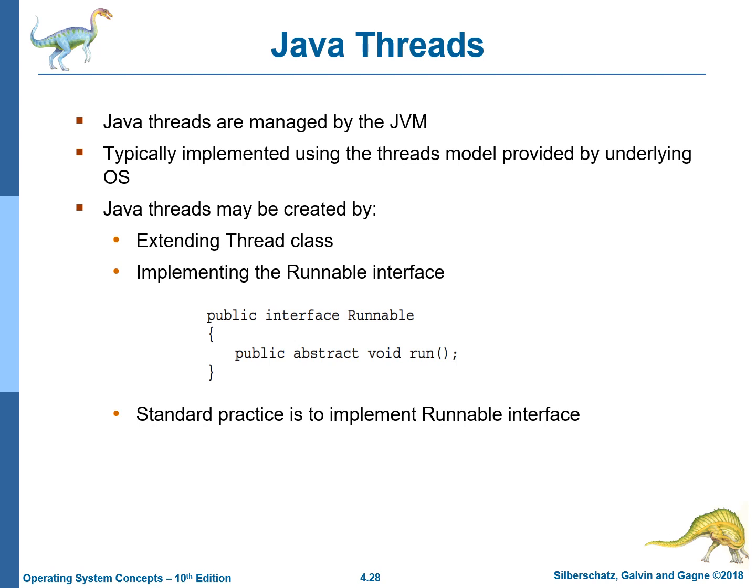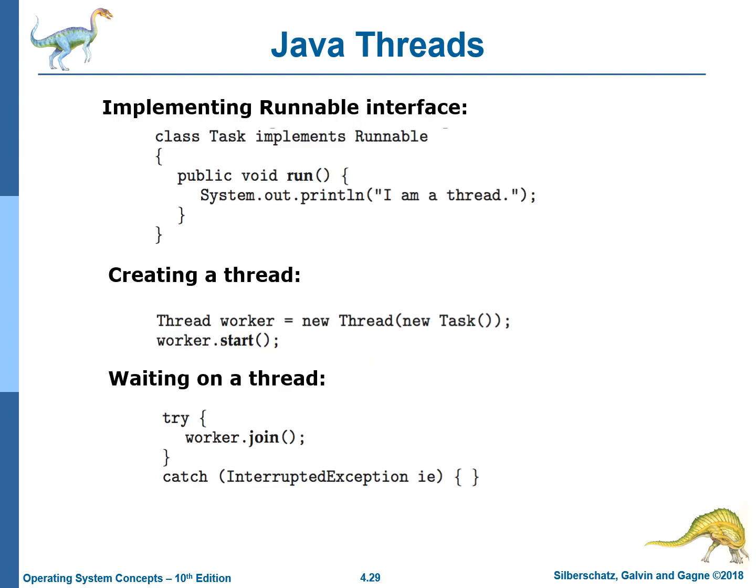Java threads are managed by the Java virtual machine. It is typically implemented using the threads model provided by the underlying operating system. Java threads may be created by extending the Thread class or implementing the Runnable interface, and standard practice is to implement the Runnable interface. Okay, so here is how we can implement the Runnable interface. Create a thread and wait on a thread.